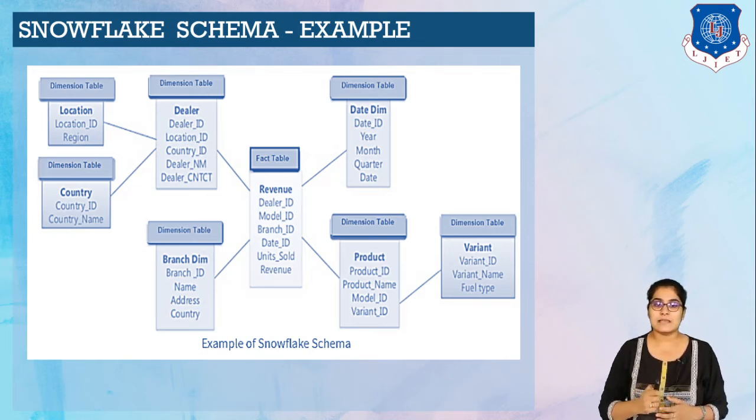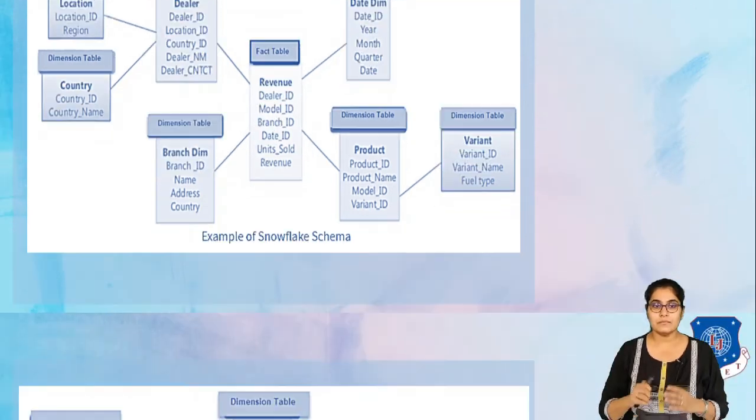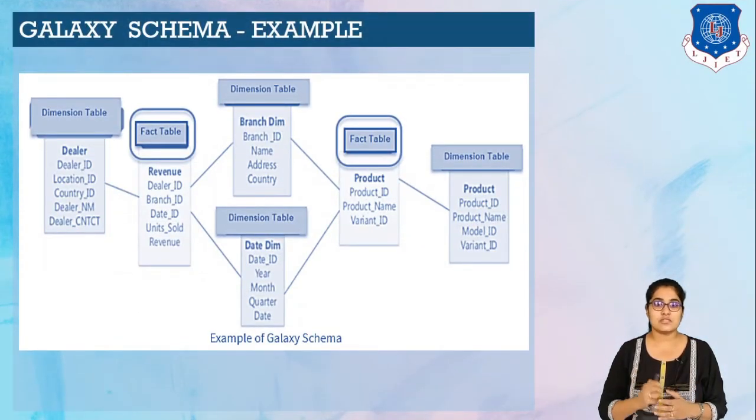Now let's discuss the Galaxy schema. A Galaxy schema contains two fact tables that share dimension tables between them. It is also called fact constellation schema. The schema is viewed as a collection of stars, hence the name Galaxy schema. As you can see in the given example, there are two fact tables, revenue and product. In a Galaxy schema, the shared dimensions are called conformed dimensions.